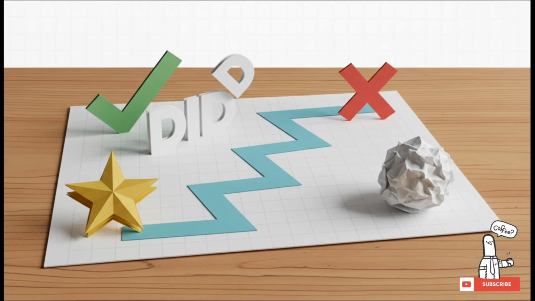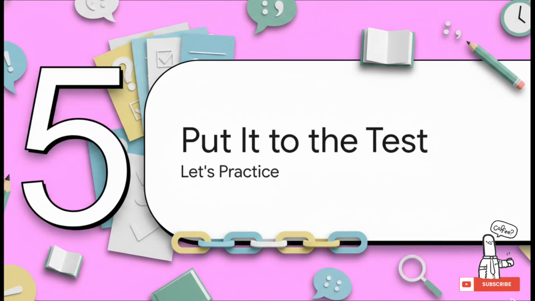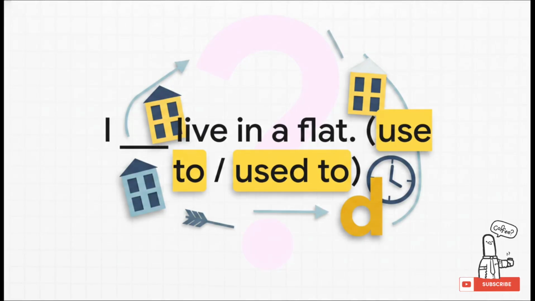Always "use." Okay, you've heard the rules, you know the reasons. Time to put your new skills to the test. Let's see if you can nail the correct form in a few quick sentences. Ready? First one, "I blank in a flat when I was a child." Is it "used to" or "use to"? I'll give you a second. And the answer is "used to." This is a positive statement about the past. There's no "did" anywhere, so we need that D on there.